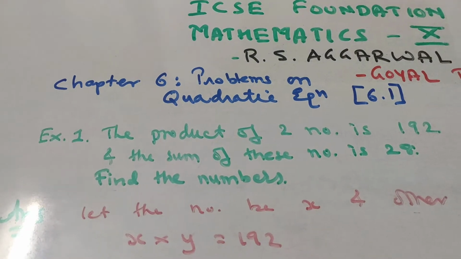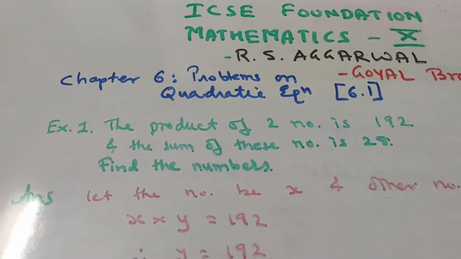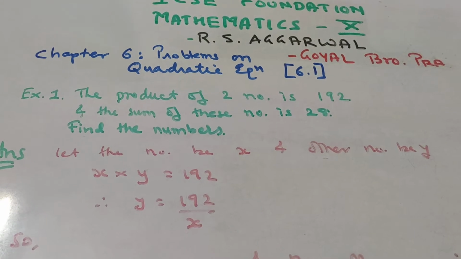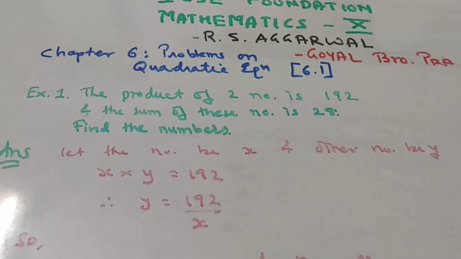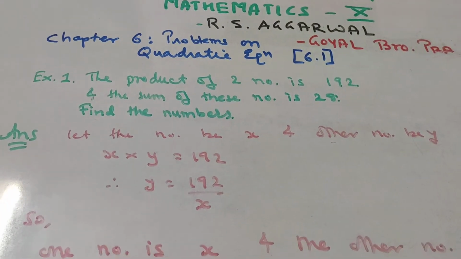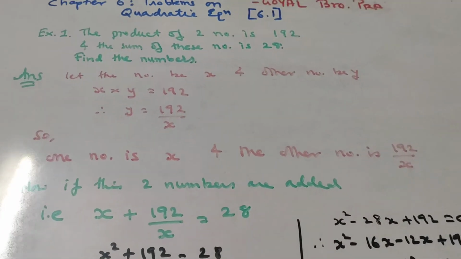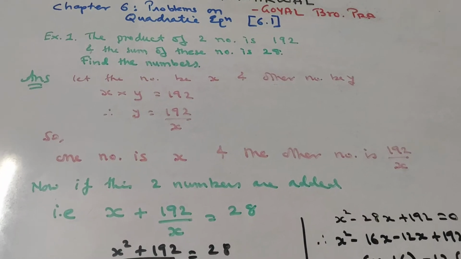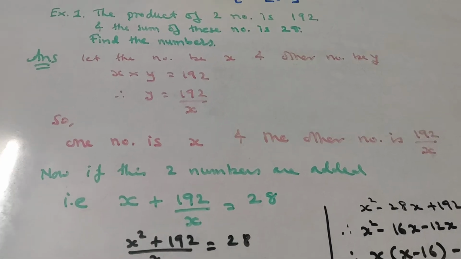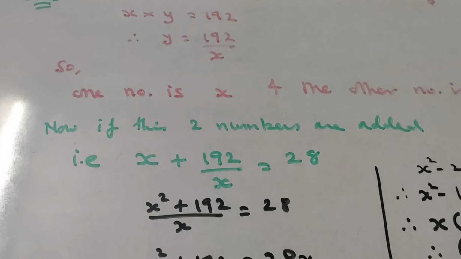Here example 1, the product of two numbers is 192 and the sum of these numbers is 28. Find the numbers. So our answer begins like this: let the number be x and the other number be y, and the product is given as 192. So x multiplied by y is equal to 192, therefore y is equal to 192 upon x. So we got two numbers, one number is x and another number is 192 upon x. Now if we add these two numbers, we are getting 28. It is already mentioned. So we are writing x plus 192 upon x is equal to 28.